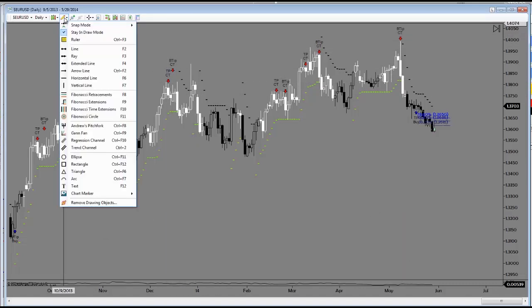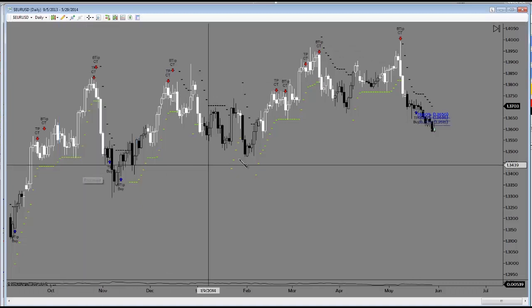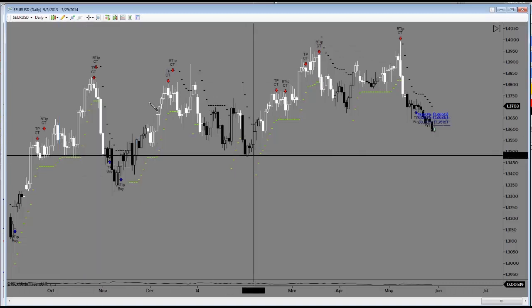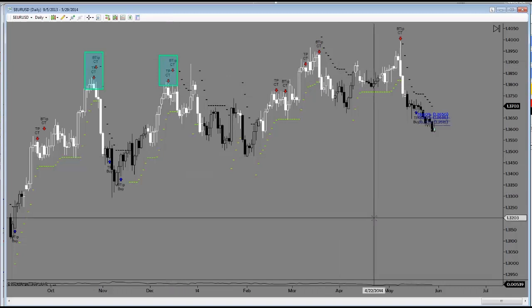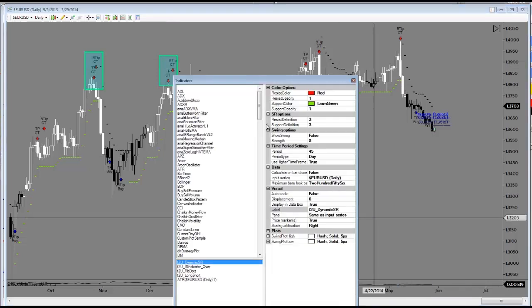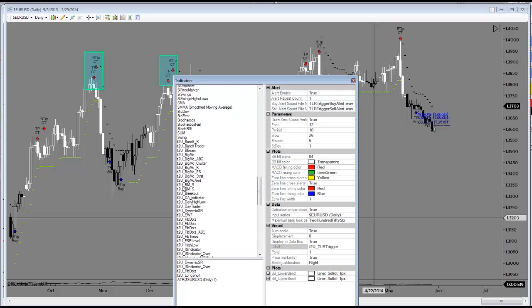Come in, left click on your drawing tool, grab a rectangle, an ellipse, whatever it might be, and identify your cluster 2 cells, your cluster 3 cells, add a simple RSI indicator, one of my favorites. Timothy, if you're in here, the RSI is set to 5. So let's take a look at this real quickly.